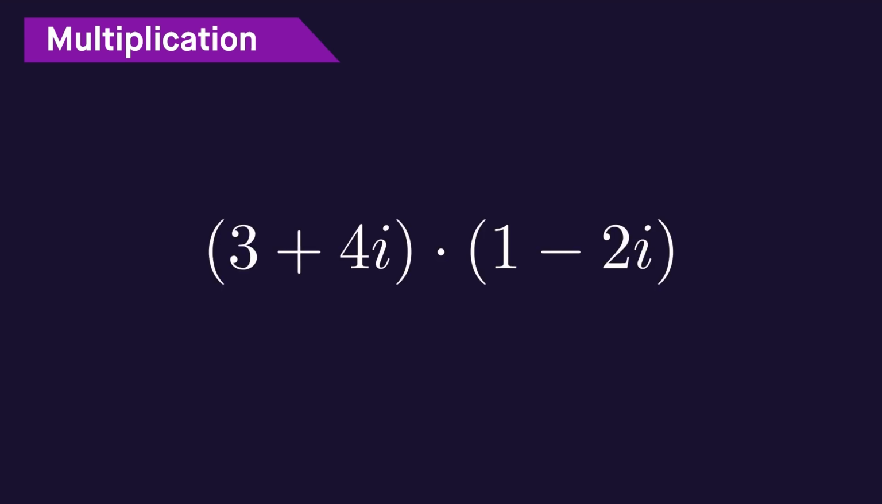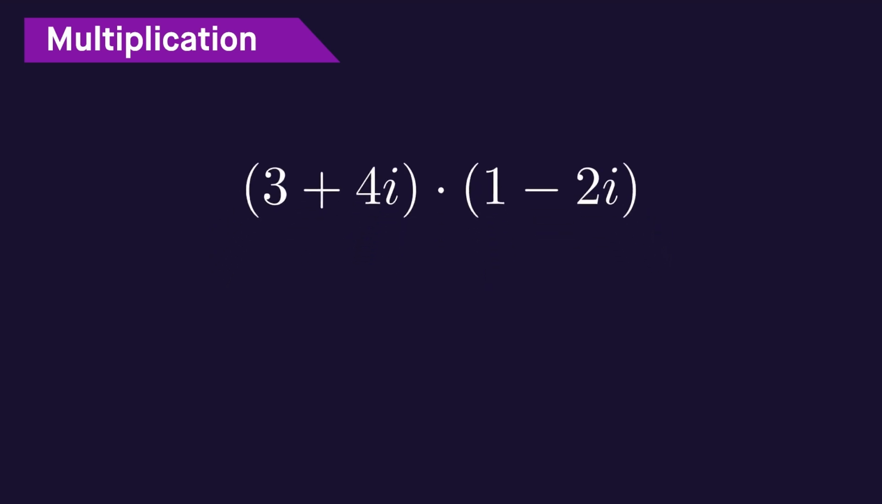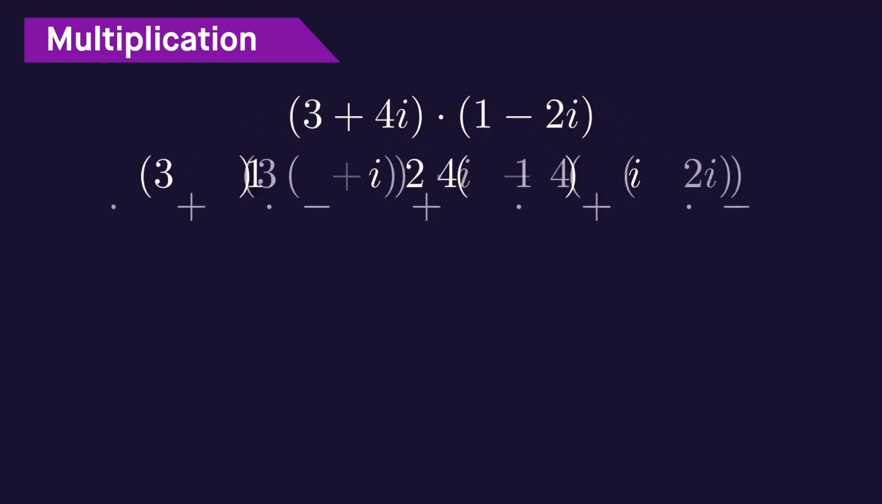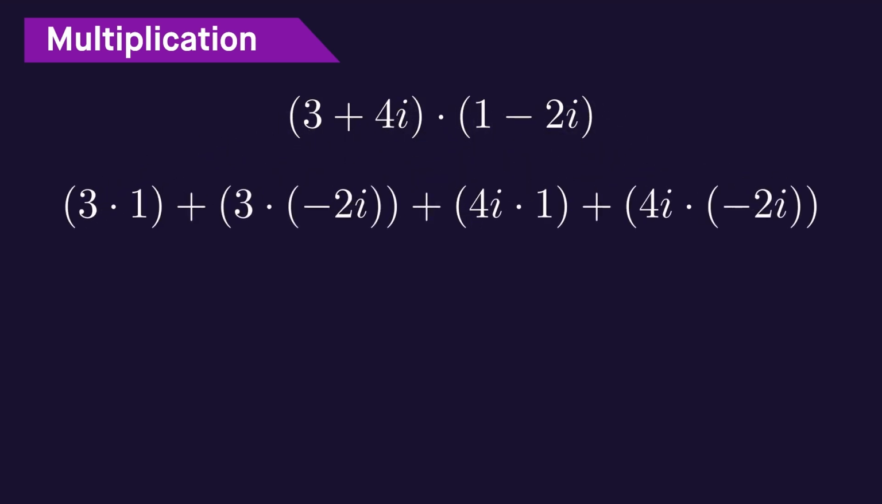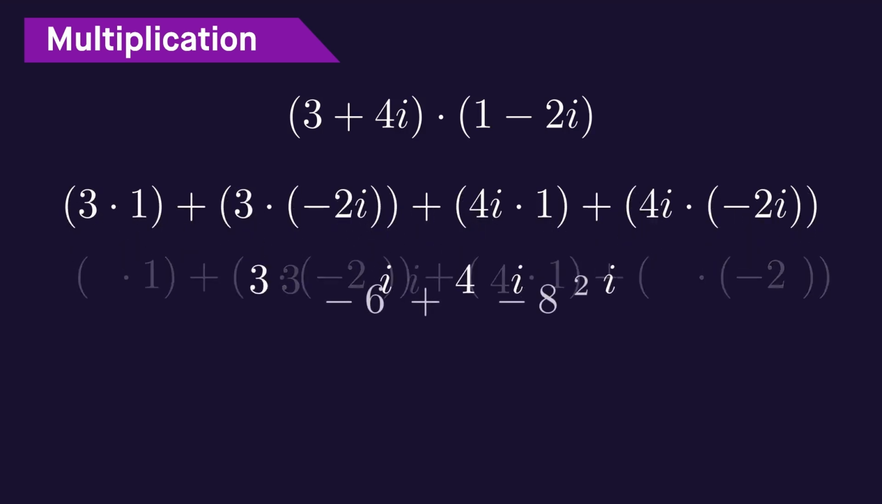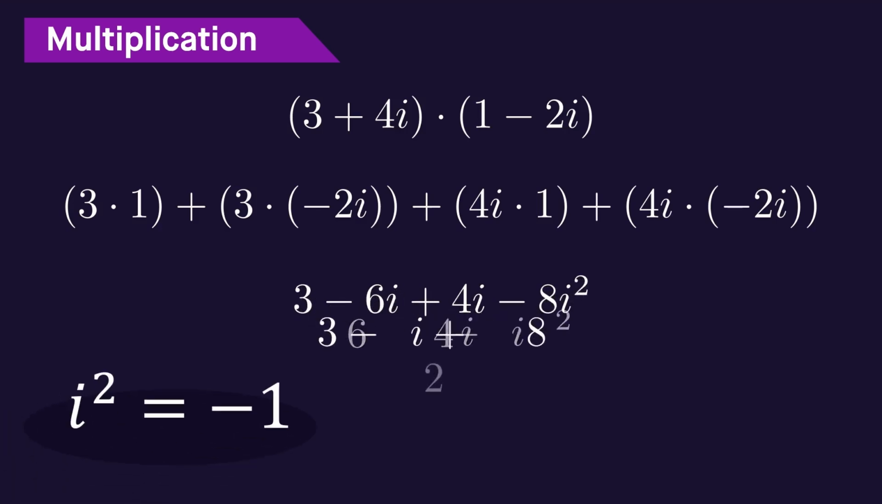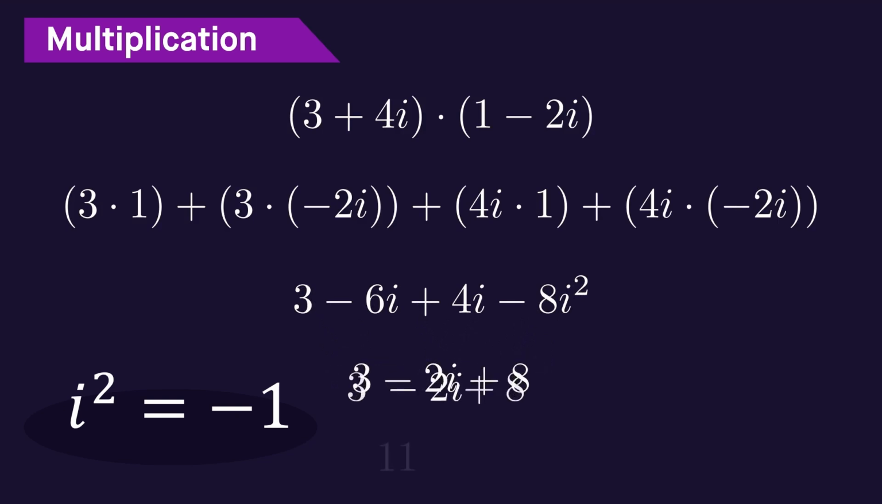Alright, multiplication is a bit trickier, but we can do it. To multiply two complex numbers, we use the distributive property, just like in algebra. Let's take 3 plus 4i times 1 minus 2i. We'll multiply each part. We have now gotten i squared. But remember that this, by definition, is equal to -1. Our answer is therefore 11 minus 2i.